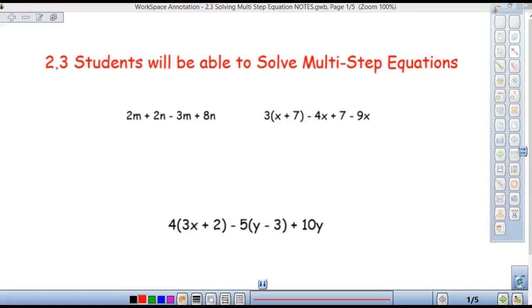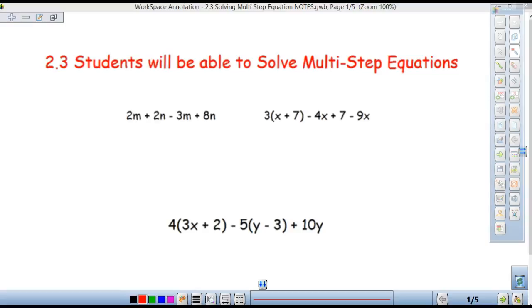All right, so what we're doing today is almost just like what we have done the last couple days. The big difference is that now all they're going to do is make you combine some like terms or do some distributing before you solve the equation. Okay? So let's review distributive property and combining like terms.